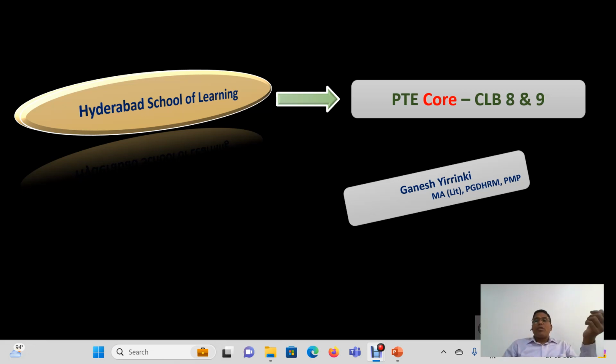When a person is trying for CLB 8 or 9, there could be some people who try for CLB 7 also for different reasons. But most of the test takers write this exam called PTE Core either for CLB 8 or CLB 9.